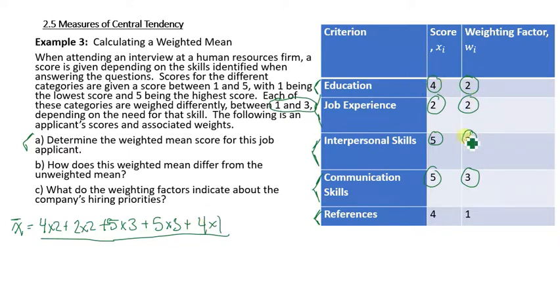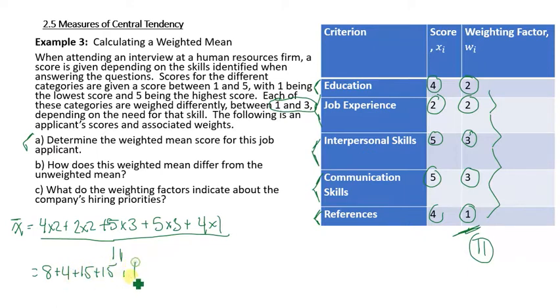What we have to do here is add up all the weightings. So 2 plus 2 is 4, 5, 6, 7, 8, 9, 10, 11. So it's out of a possible 11. So 4 times 2 is 8, plus 4, plus 15, plus 15, plus 4, over 11. Let's calculate that. 8 plus 4 plus 15 plus 15 plus 4 is 46. Divided by 11, I get 4.2.